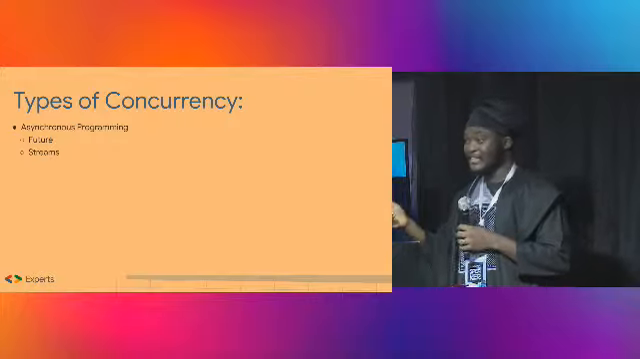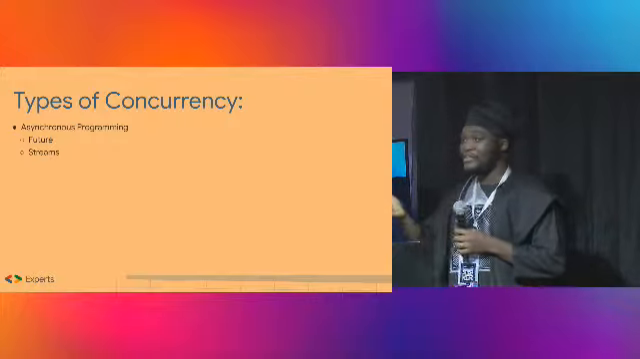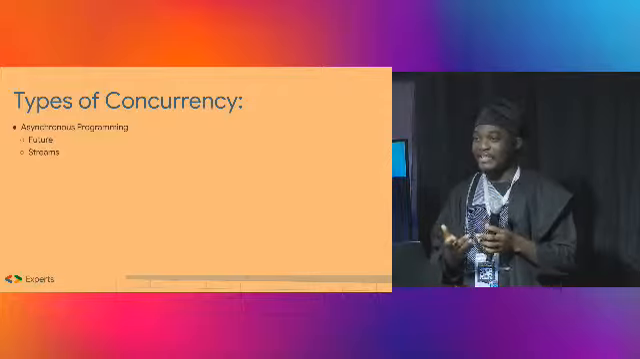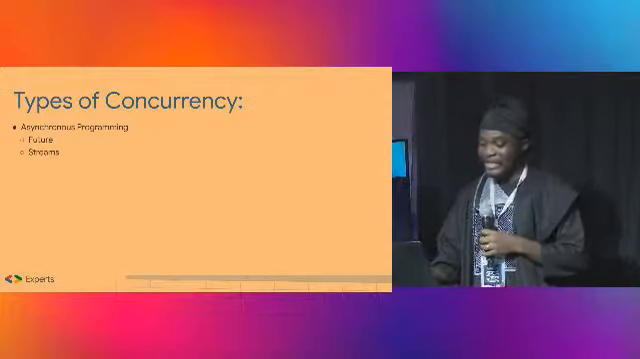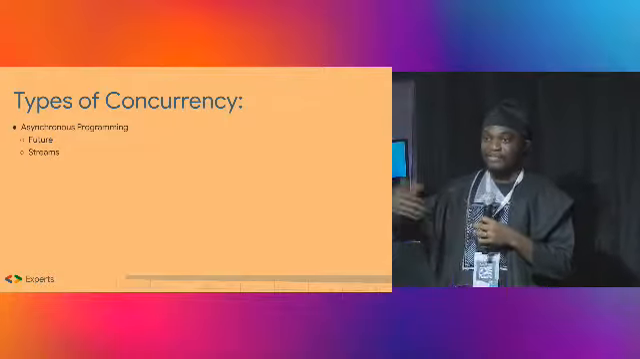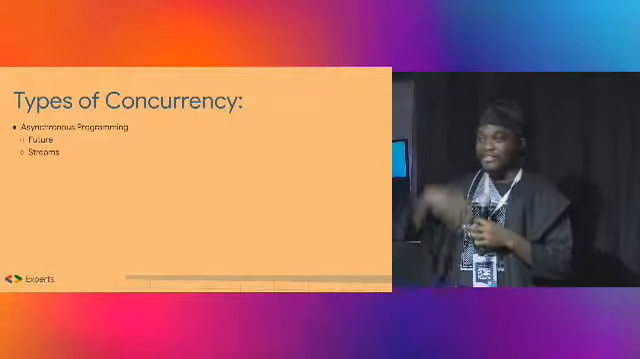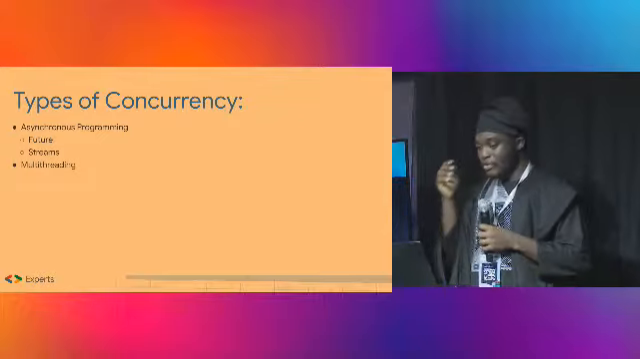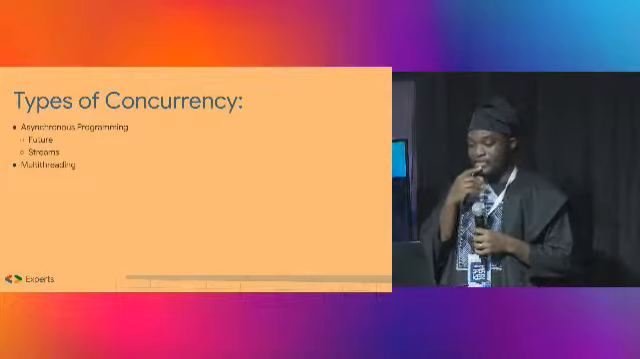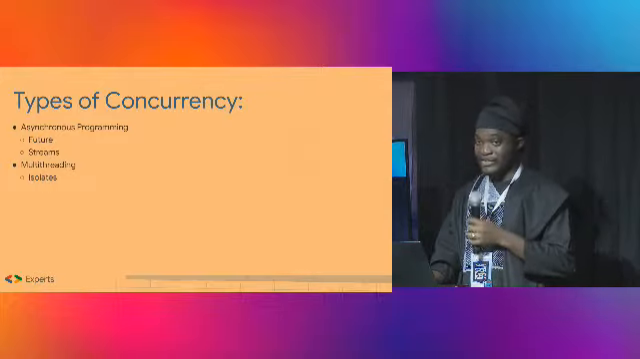A future is like a value that's not currently available, but will be available later in the future. And streams are a bunch of values coming in at all times. And we have multi-threading. In multi-threading in Dart, what we can use is isolates.